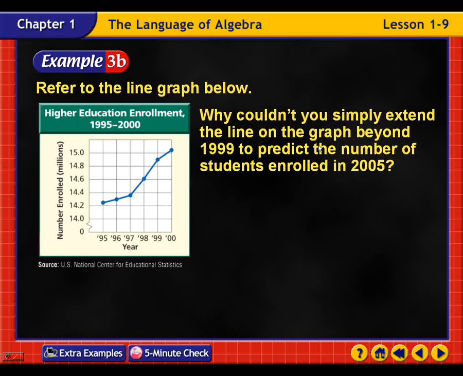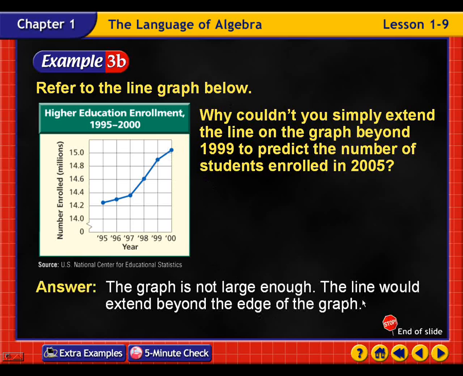Next one says, why couldn't you simply extend the line in the graph beyond 1999 to predict the number of students enrolled in 2005? Well, technically you could extend the line if you wanted to, but the graph that we have here is not large enough, so it would go off the edge of the graph. Now that doesn't mean we couldn't extend it, but in this graph it's too small.